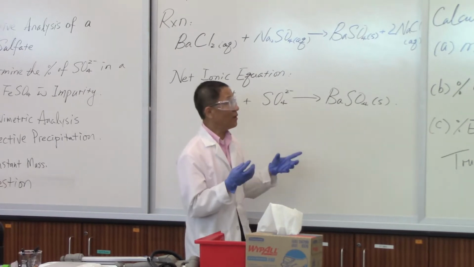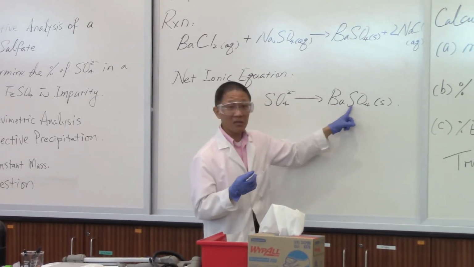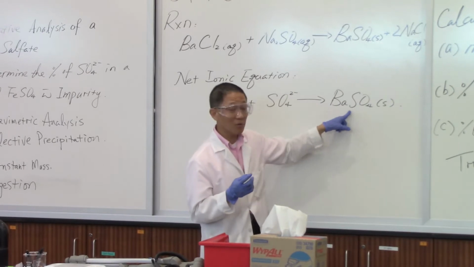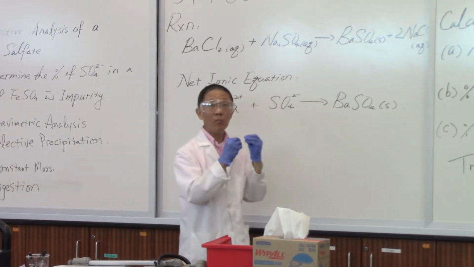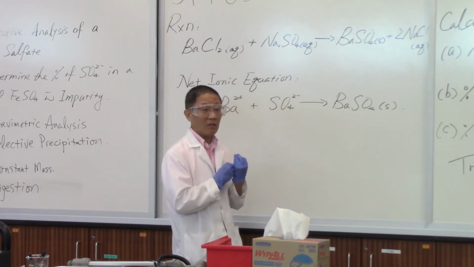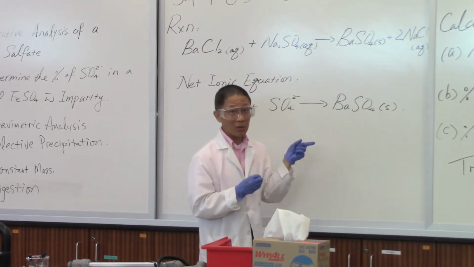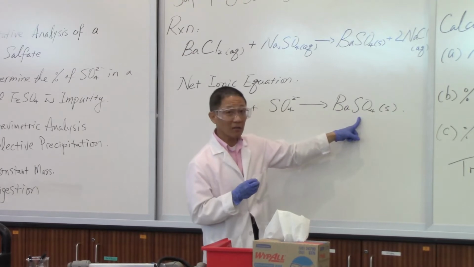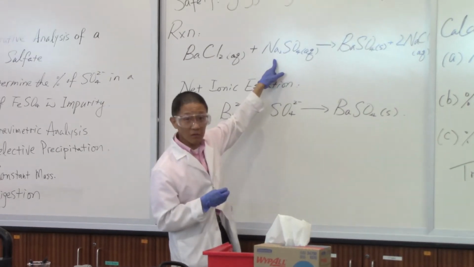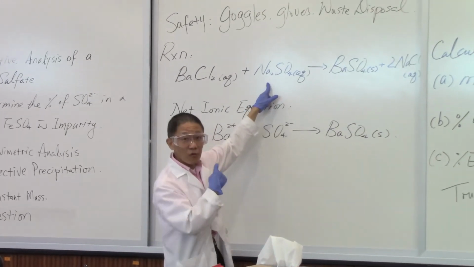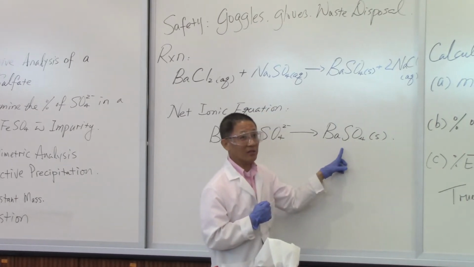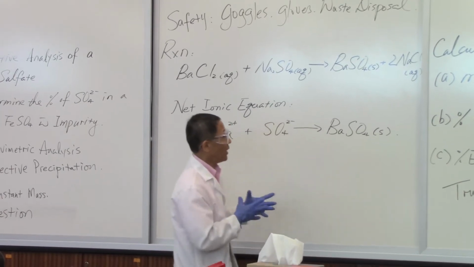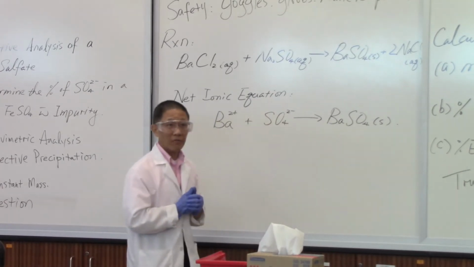And then from there, based on that 1-to-1 ratio, each mole of barium sulfate has 1 mole of barium and 1 mole of sulfate ion, we can determine how many moles of sulfate ion are present in the sample that we collected. And that sulfate ion came exclusively from our impure sample. So we need to determine the mass of the sample. And once we have the mass of the sample, we can do all the calculation.